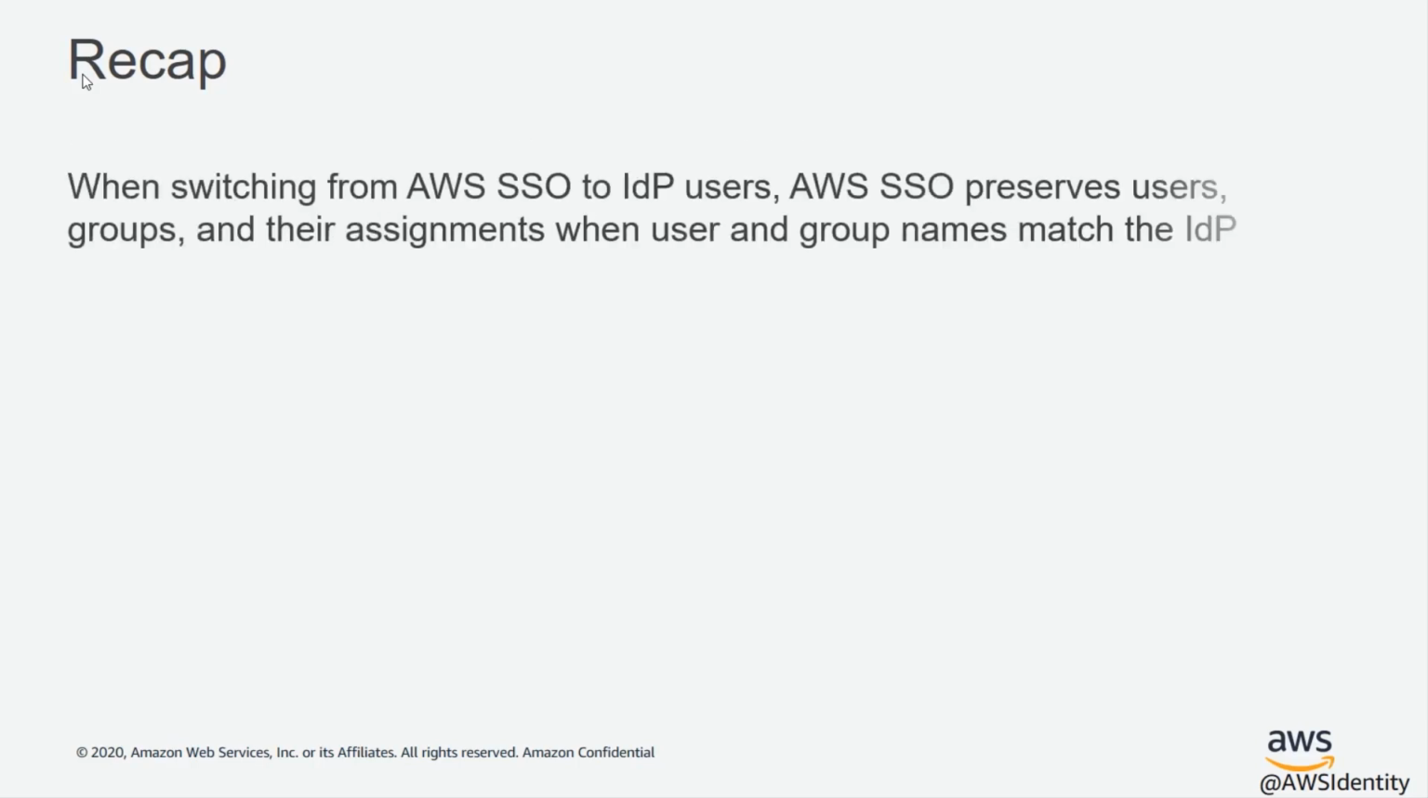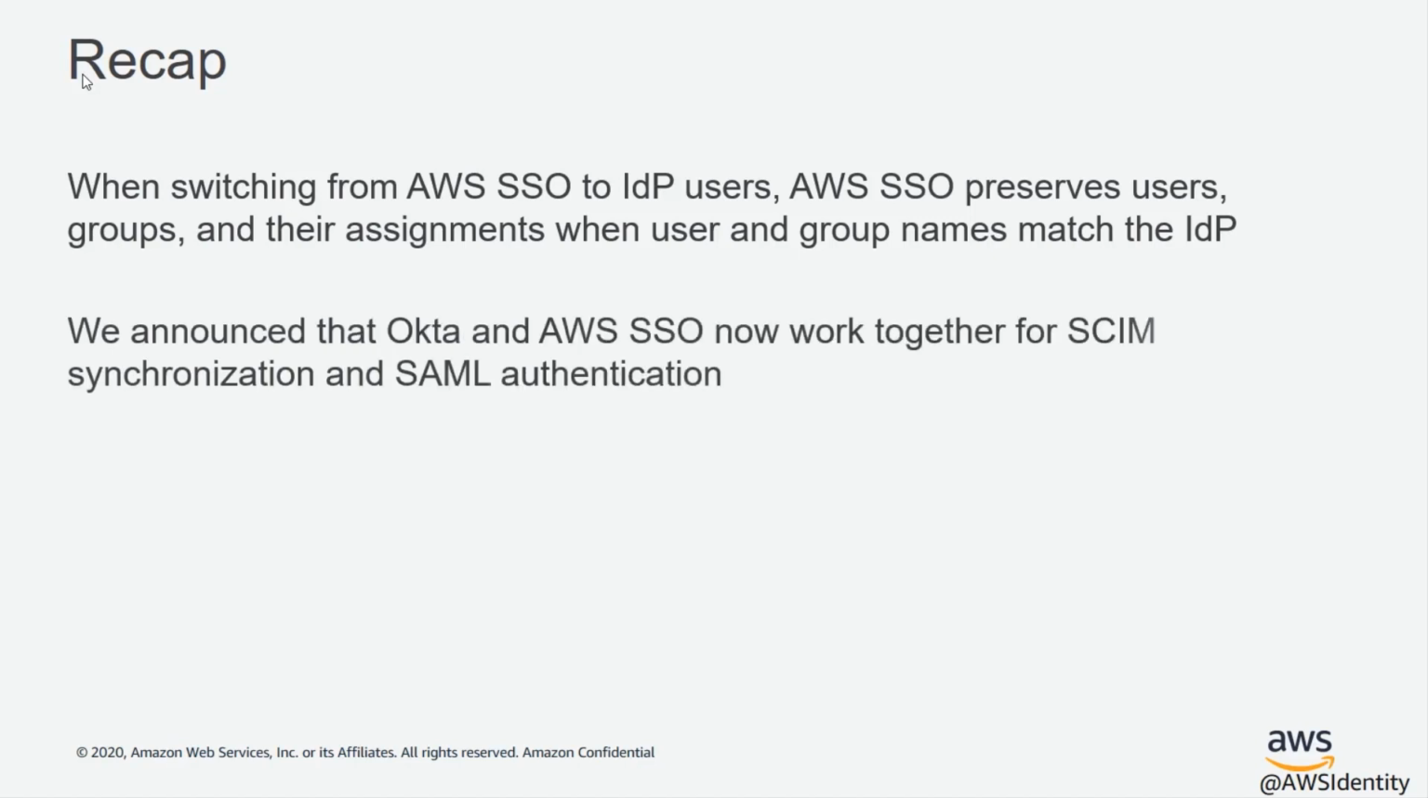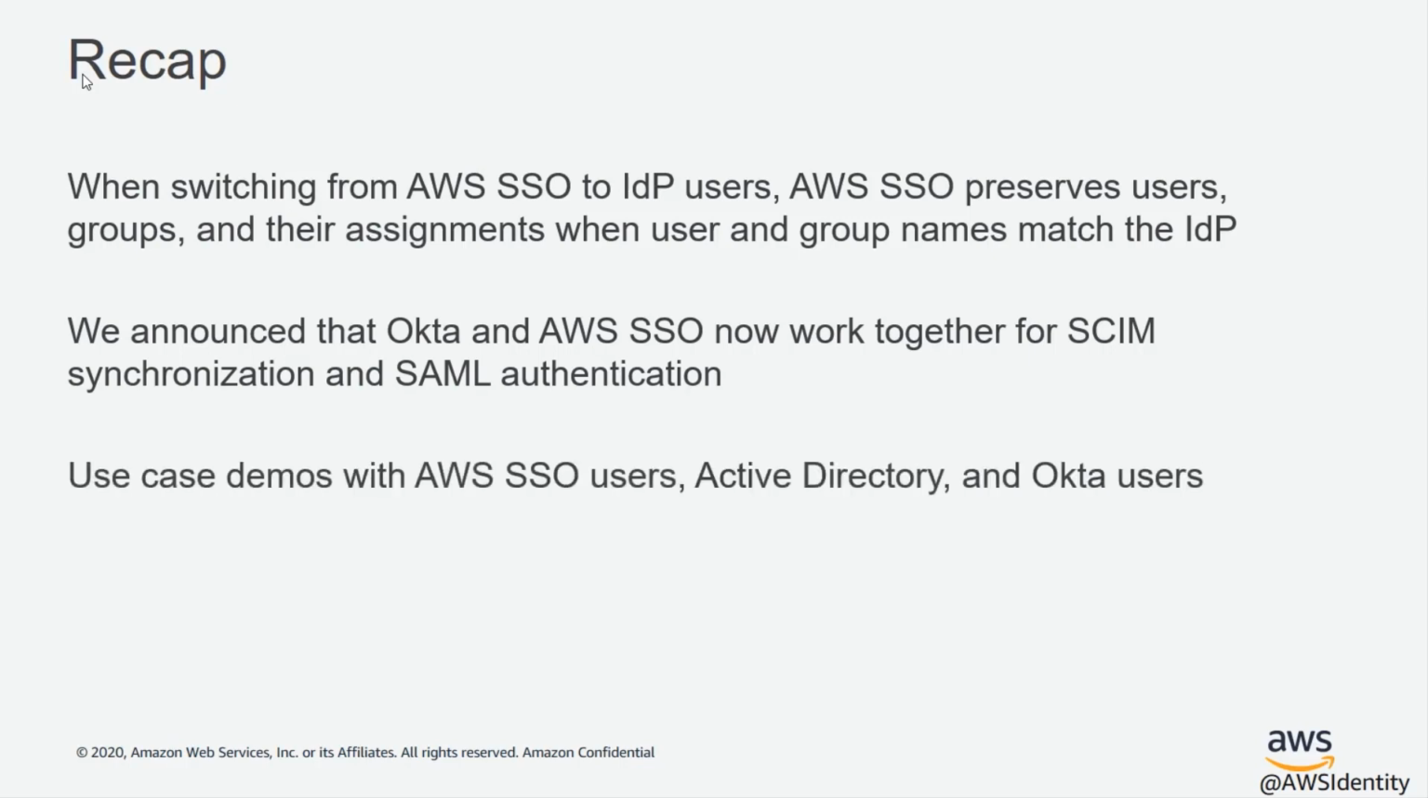If you switch from AWS SSO users to an IDP, AWS SSO preserves the users, groups, and their assignments for usernames and group names that match the IDP. We also announced that Okta and AWS SSO now work together for SCIM synchronization and SAML authentication. And finally, we saw demos of using AWS SSO users, Active Directory, and Okta Universal Directory users.